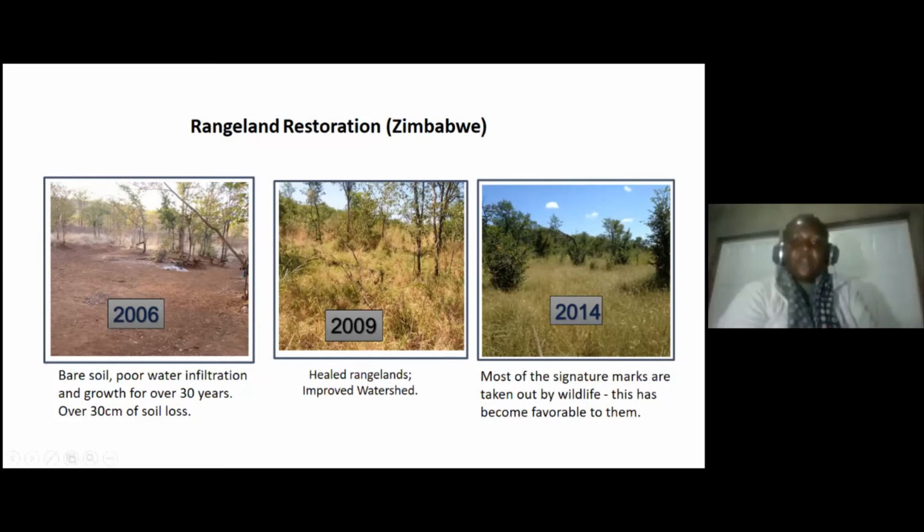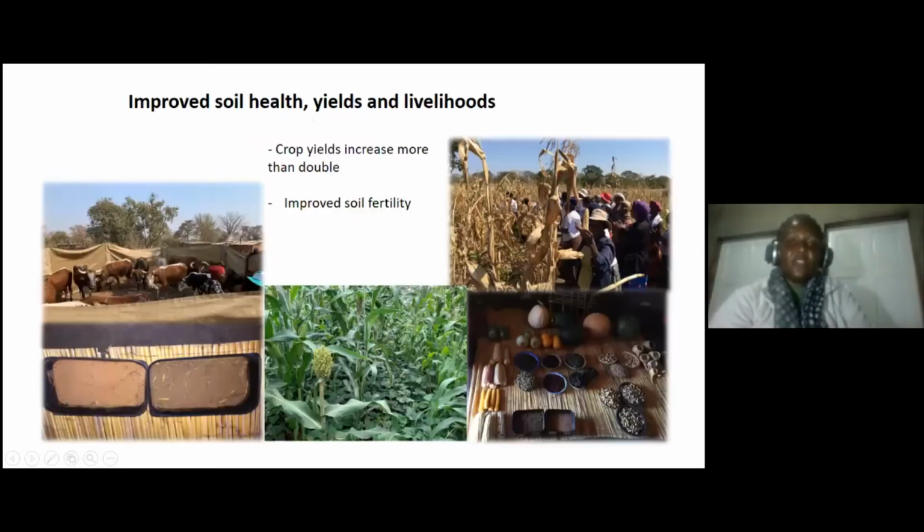So this is one of the sites that was healed from 2006 after 30 years of being bare and losing soil. By 2014, the elephants and other animals prefer these grasses now. So most of the marks are gone, but the land continues to thrive. So this continues to give. And I continue to work with communities, especially to improve crop yields and improve soil.